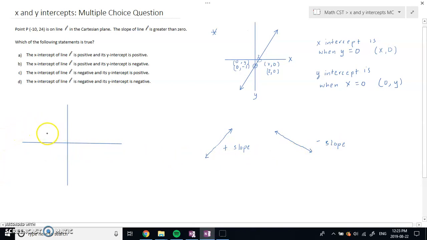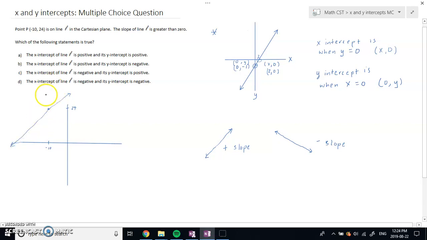So in this case, I'm going to say, well, where would -10, 24 appear as a point? So I'm going to pretend this is like -10 out here, and 24 is a positive number, and so I'm just going to kind of ballpark it and put a point up here. Now, if the slope of the line is greater than 0, what's interesting about this is that we're looking at a line that's going to go way off the map. It's got to be a positive slope because it says it's greater than 0, and it's going to go all the way down, say this way.